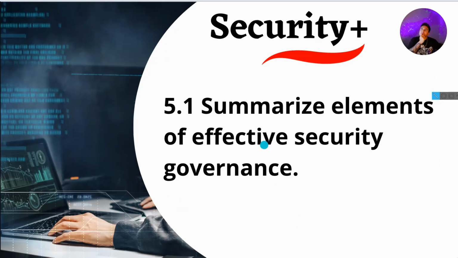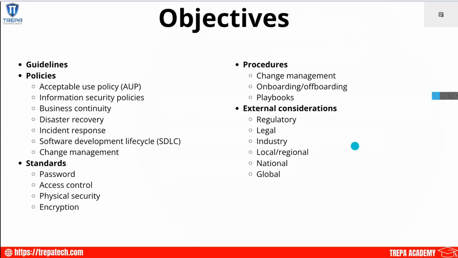All right, domain 5.1, summarize elements of effective security governance. So in domain 5.1, we're going to go over different guidelines, policies, and standards, procedures, and then external considerations when we're making pretty much our documentation for the organization, right?